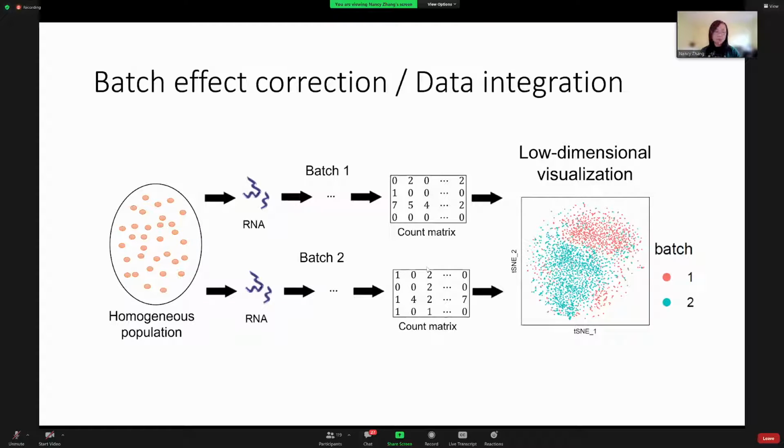There are many statisticians working on this problem. It's a well-studied problem, even in the bulk sequencing days. But in single-cell sequencing, it is a very pervasive problem.